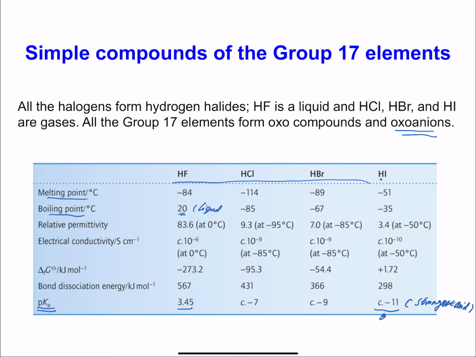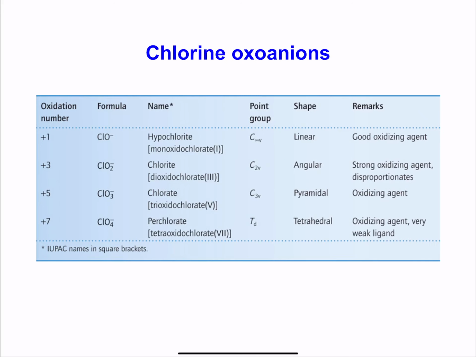If you look at the melting point and boiling point, we can say that this one, HF, is below 20 Celsius degrees, so it's going to be a liquid, and all the others are gases. Okay, so that's the trend. The other things, we don't have to pay too much attention to.